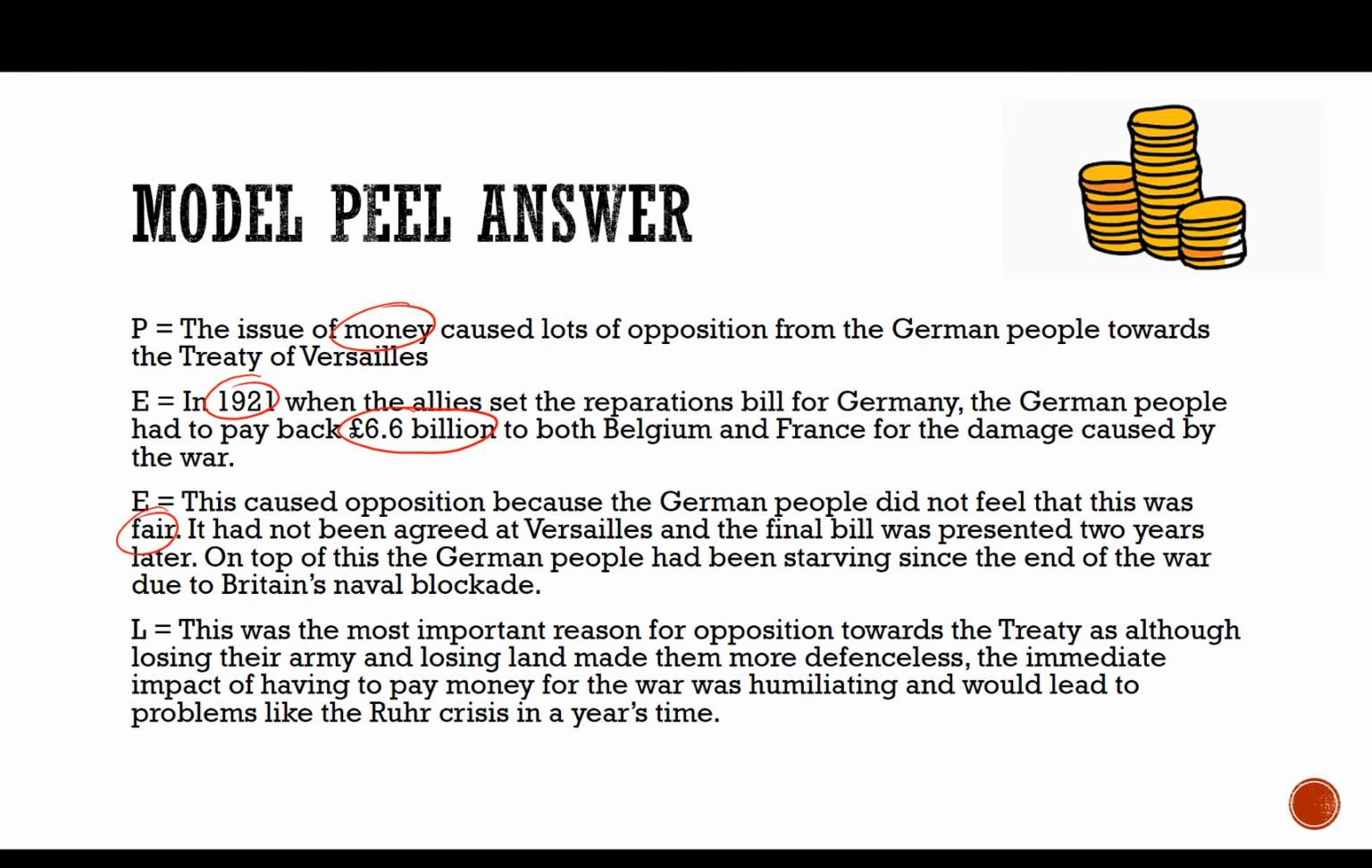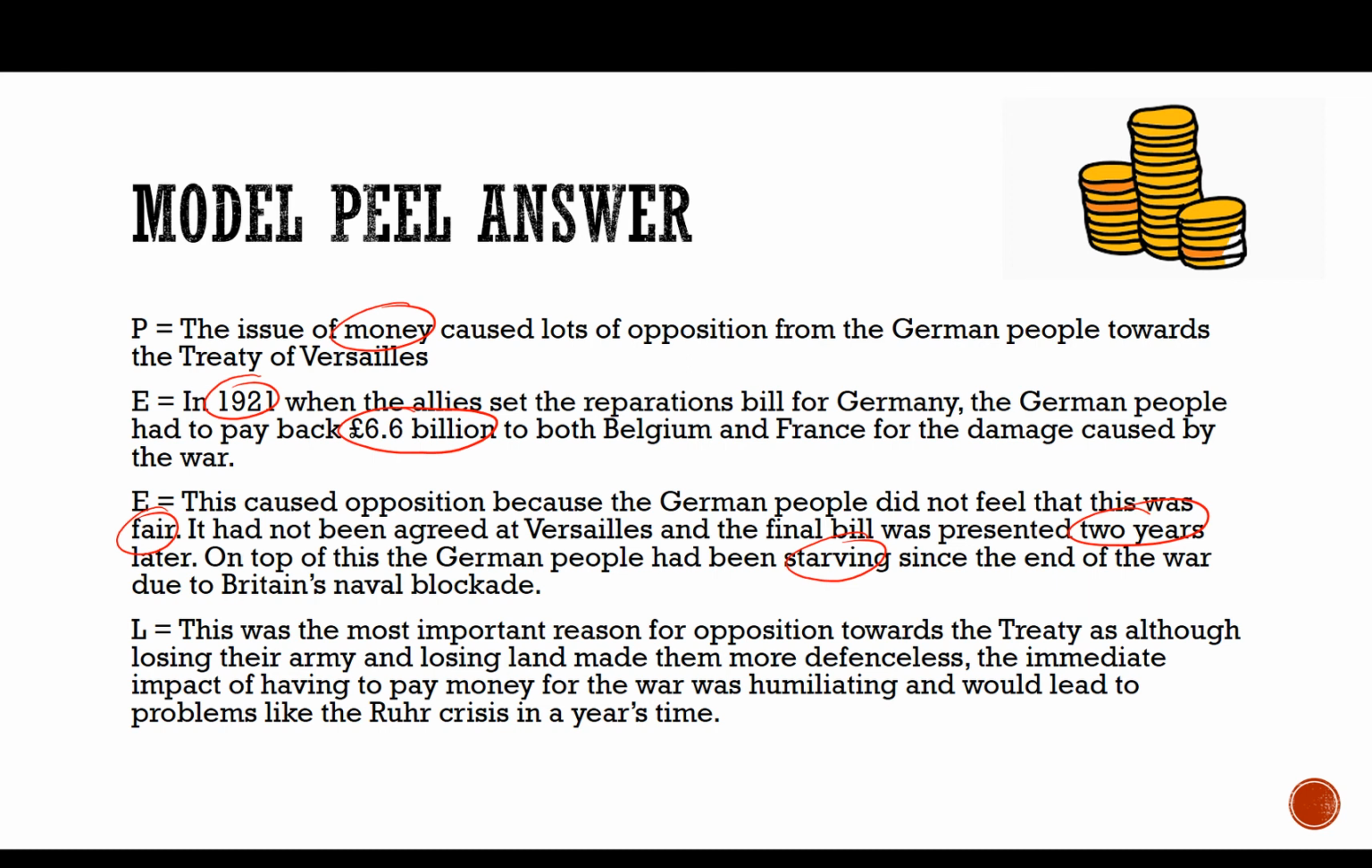It had not been agreed, so I'm now pushing it further. It had not been agreed at Versailles what the final bill was going to be, and it would take 2 years later for it to finally be decided. On top of this, the German people were starving at the end of the war due to the British blockade. So you have got a number of different bits of evidence and examples that you could put in there, but it's really important that you explain why that led to opposition.